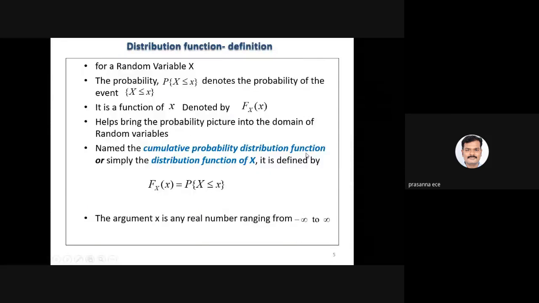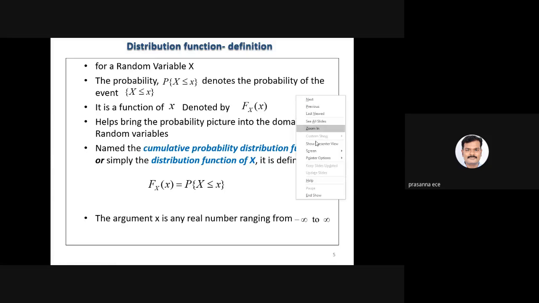Now we formally define what is a distribution function. Given any random variable X, the probability that capital X is less than or equal to a particular small x denotes the probability of the event capital X being less than or equal to small x. It is a function of x denoted by capital F_X of x.